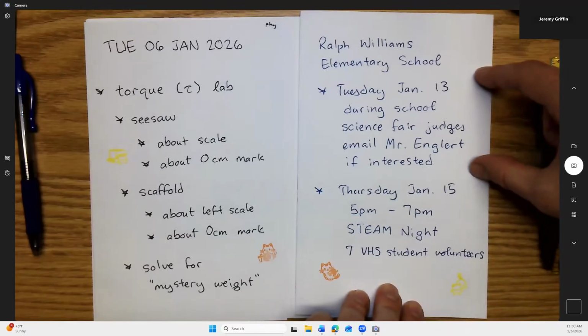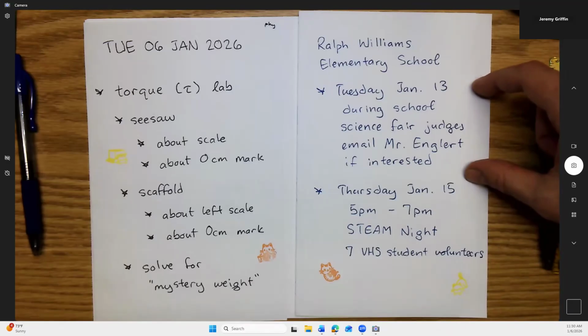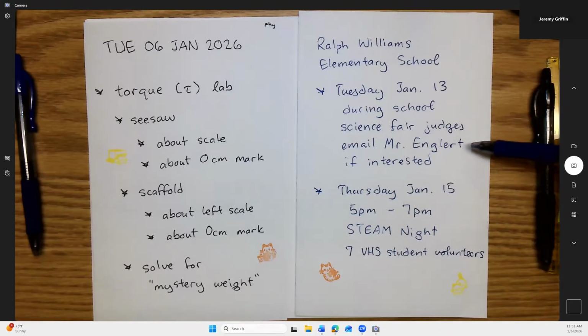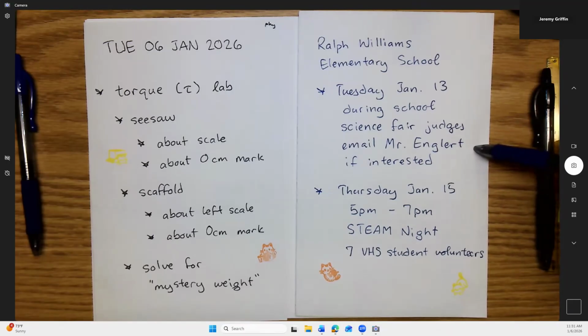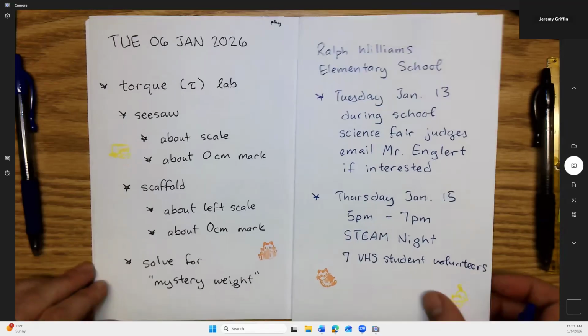Now, there is actually a second event I didn't go over yesterday. It's Tuesday, January 13th. These are, of course, elementary school students. They're having a science fair, and they are asking for science fair judges. Now, this would actually be during the school day, so if you wanted to do this, you'd have to miss your class during the day. So that's extra stuff. If you are interested in that, go ahead and email Mr. Engler over at the elementary school. If you volunteered yesterday, then you already have his email address because I emailed that around. So that's extra.